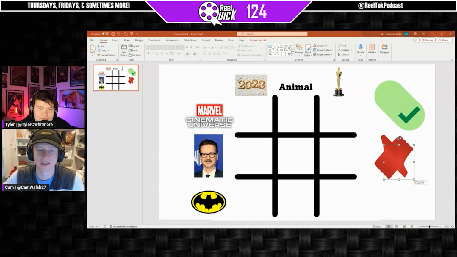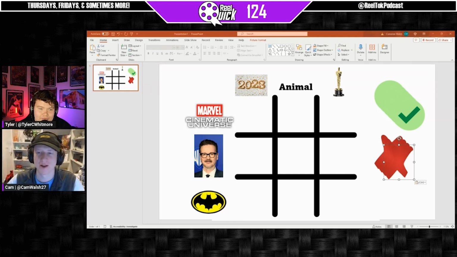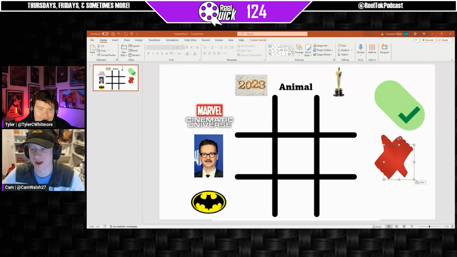So the animal is like someone who's played an animal in something. For Batman specifically, I'm gonna have to ask that, because there's a few people that have played Batman, or actually a good amount. I'm gonna ask that you give the specific animal that they played. So I've got the X's and the checks.